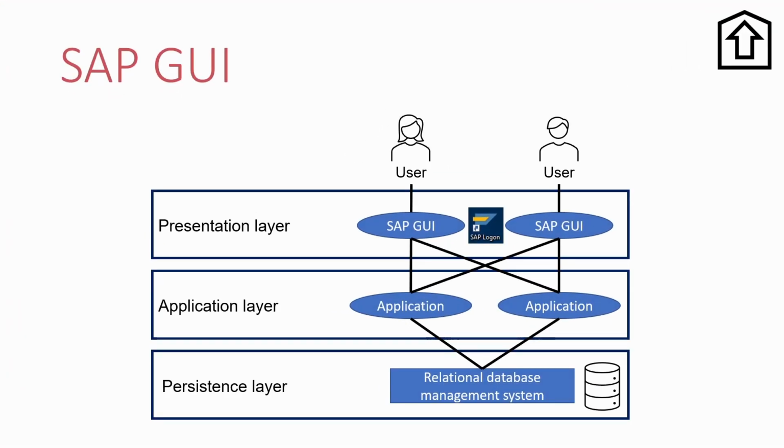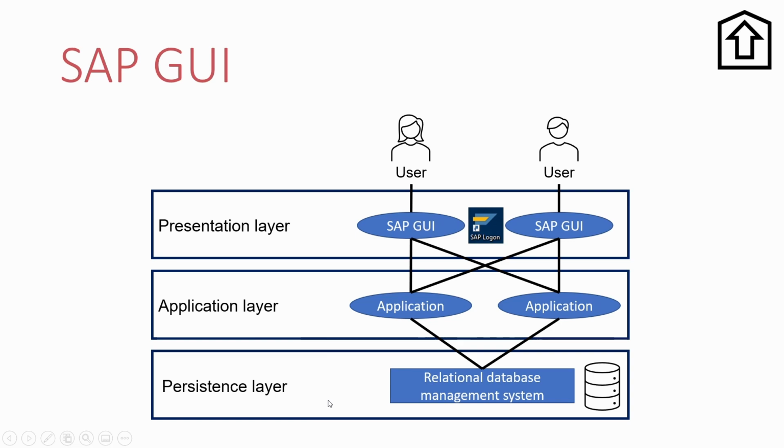SAP ECC is based on a client-server architecture. The client here mainly represents the SAP GUI as a user interface or software for data display and input. The server, on the other hand, provides the services and functions of SAP ECC. This is where the actual processing takes place and stores the data in a database.